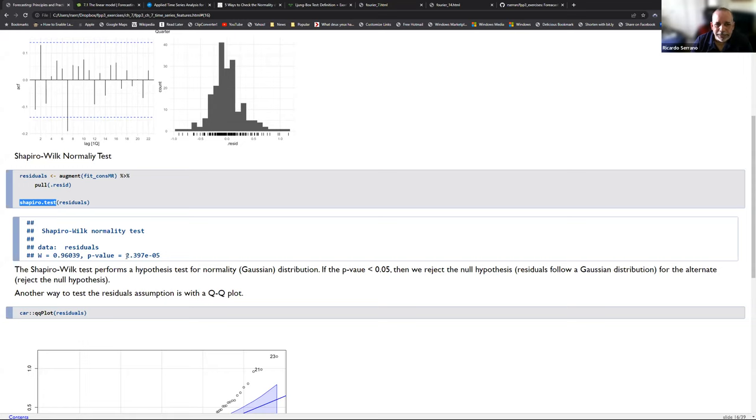What it says here is that the p-value of that test is very small, okay? It's 10 to the negative 5, very small, trying to reach zero. So because of that p-value, okay, and I did a little boo-boo here, so I have to correct it. If the p-value is less than 0.05, that means that we reject the null hypothesis, which establishes that the distribution the points have is Gaussian, is normal. We reject it for the alternate. In other words, those residuals are not behaving in a Gaussian way.